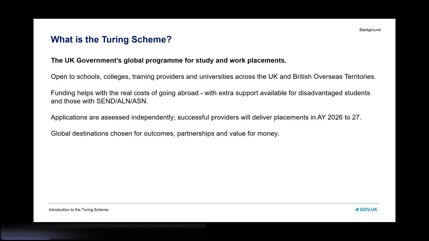Students don't need to be UK nationals to take part. What matters is that they're studying in an eligible provider here in the UK or in a British Overseas Territory. Applications are assessed independently, and successful providers will deliver placements during the 2026 to 2027 academic year.